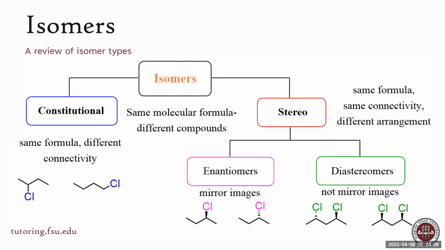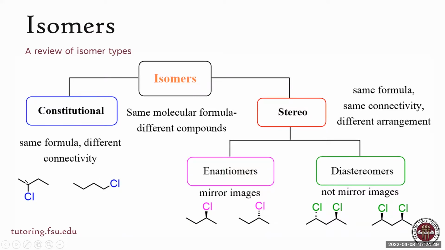So this is how you define two different molecules that have the same chemical formula. It's possible that there are separate ways to connect these atoms. So let's see here. There are constitutional isomers. This is different connectivity with the same formula.